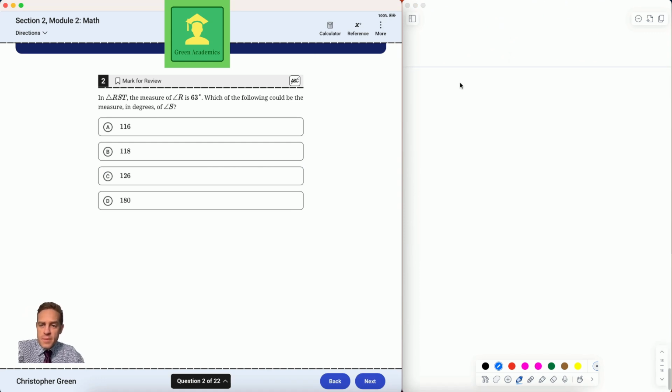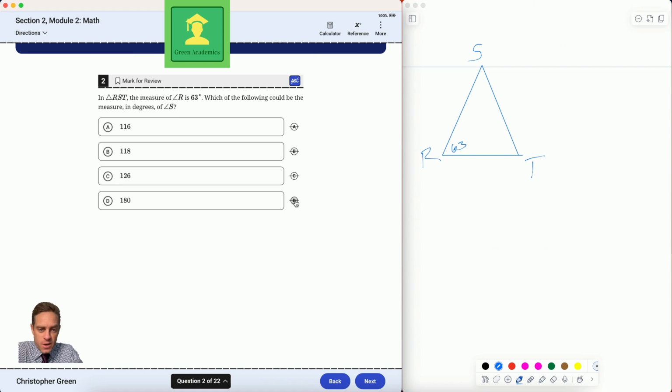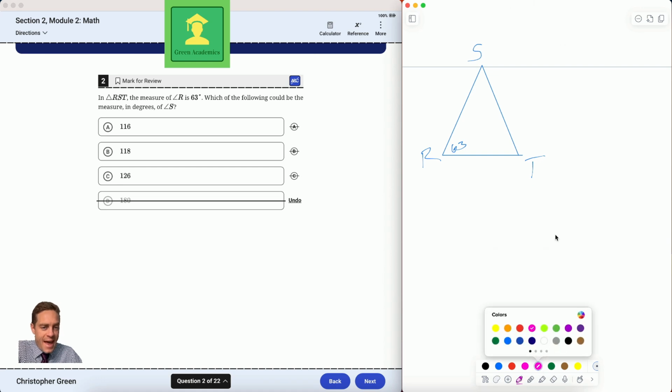In angle RST, the measure of R is 63 degrees. What could be the measure in degrees of angle S? So this is 63, and then RST. Well, of course it could not be 180, right? Because they have to add up to 180. Well, 180 minus 63 is what the other two have to add up to.